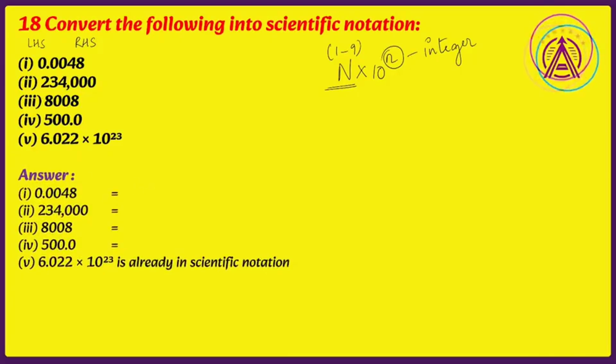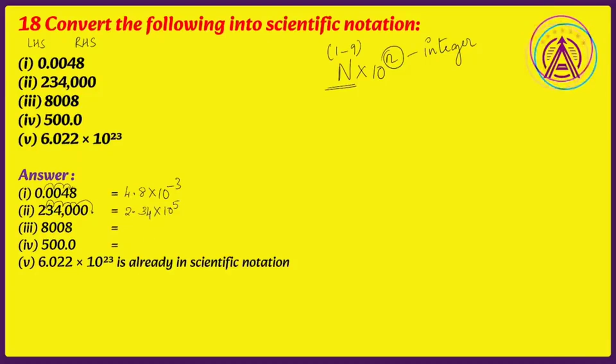So over here, if I have to get capital letter N, I have to transfer my decimal towards the right hand side. So I transfer it by 1, 2 and 3 places. So I get 4.8 into 10 to the power minus 3. Similarly in 234,000, I have my decimal after the zeros. So I am moving it towards my left hand side. So 1, 2, 3, 4, 5. So I get 2.34 into 10 to the power 5.